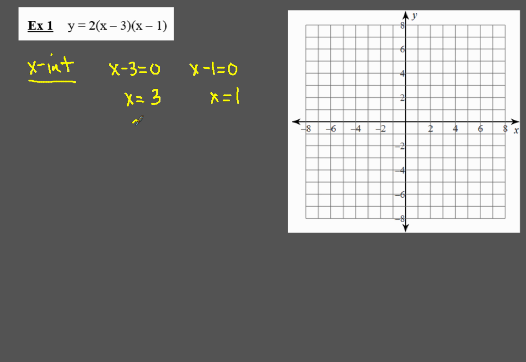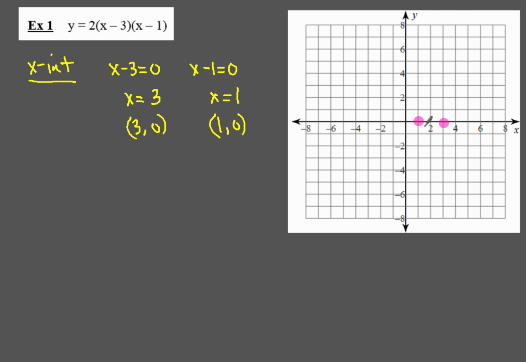So with these you're going to get the point (3, 0), and the other one you're going to get (1, 0). So those two values right off the bat, you're going to take your x-intercepts and plot them. (3, 0) is right here, and then (1, 0) is right here. You're going to go ahead and plot those two points on your graph.